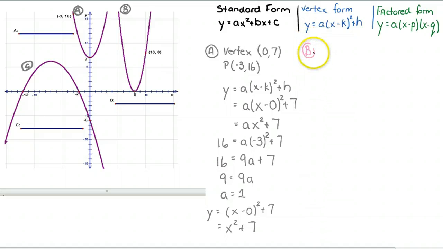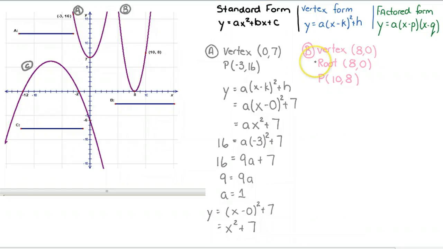So B is an interesting one because if I take a look at this, not only am I given the vertex, which is at 8, 0, but this vertex also happens to be the root, which is the x-intercept. So that's pretty cool. That means we can actually approach this problem in a variety of ways. And I also note that I have a point, and that point is going to be 10, 8.